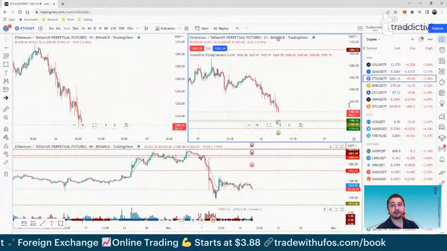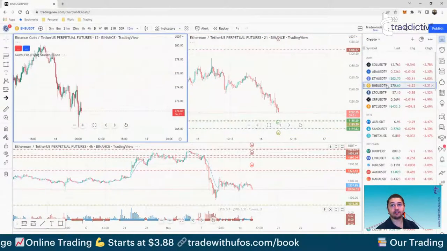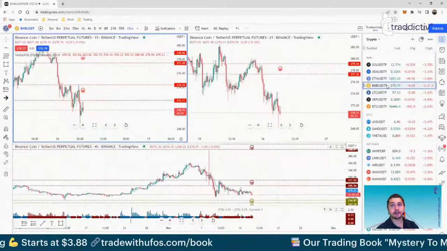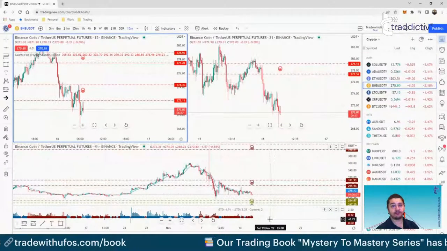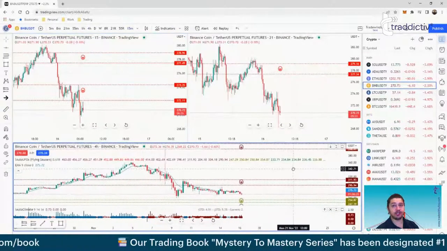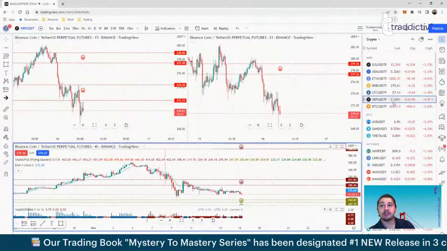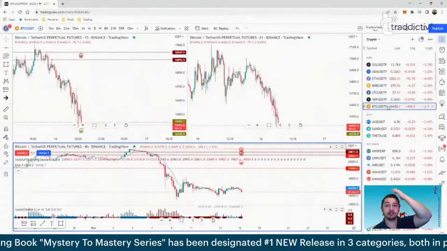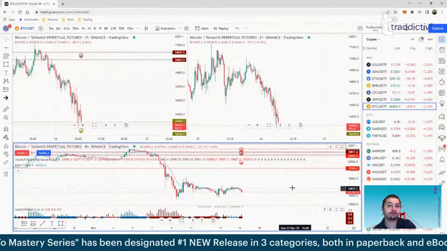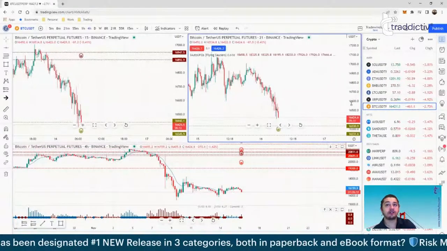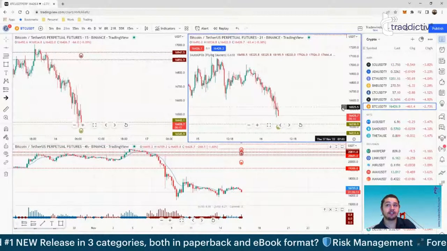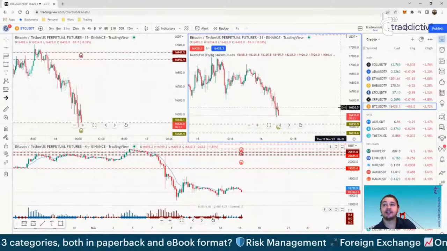We don't have any UFOs nearby. BNB. A very similar scenario, so I would prefer not to do the same thing with both of them because there's a good chance that they will end up moving the same. Bitcoin is in a similar situation, leading the charge to the downside.